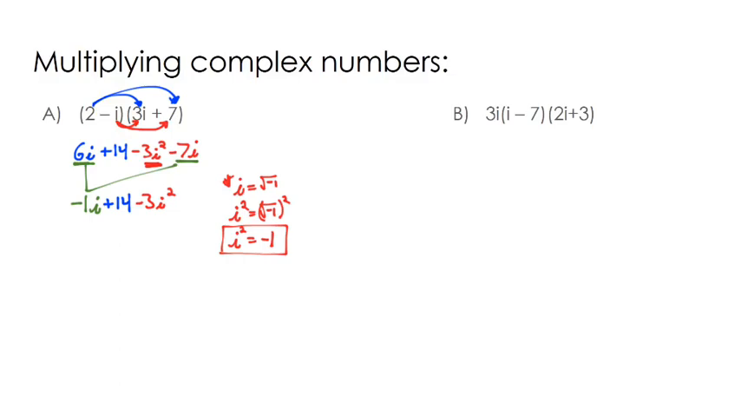And so why that's important is, let me just copy down what we have. So I've got my negative 1i plus 14, and then I have minus 3, but instead of i squared, we know that i squared equals negative 1. And if I simplify negative 3 times negative 1, that's going to be a positive 3.